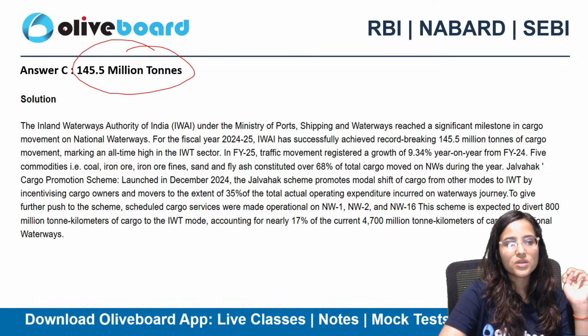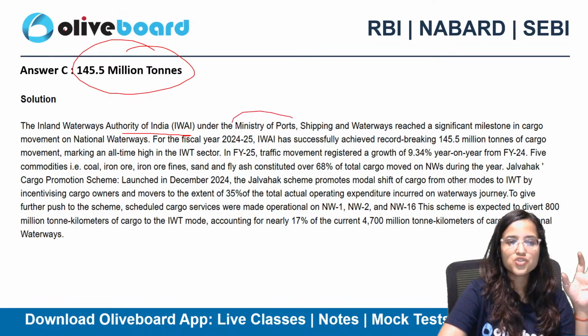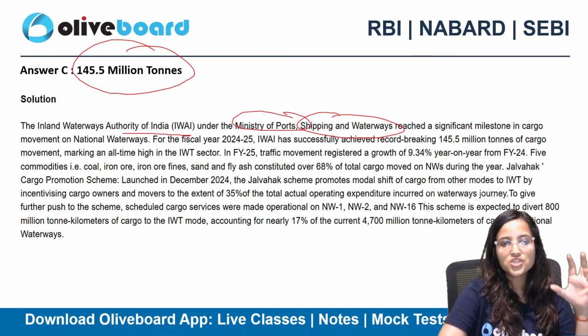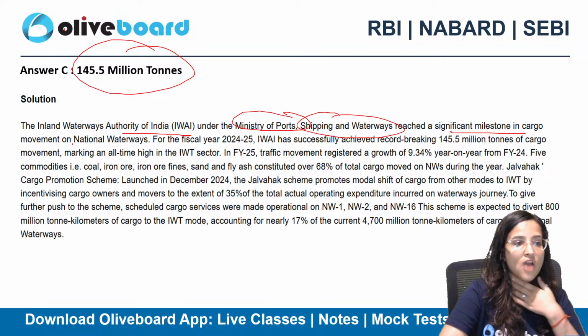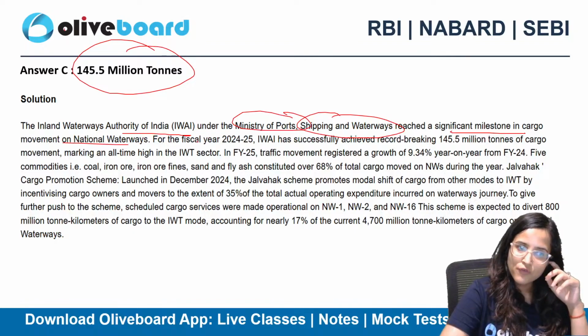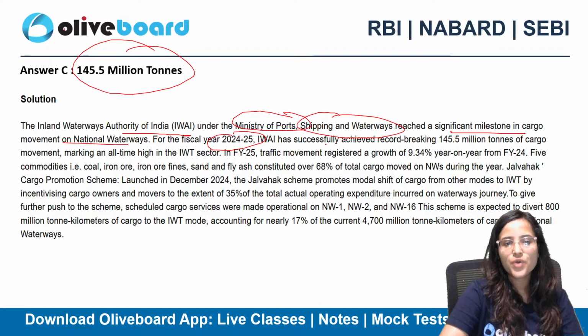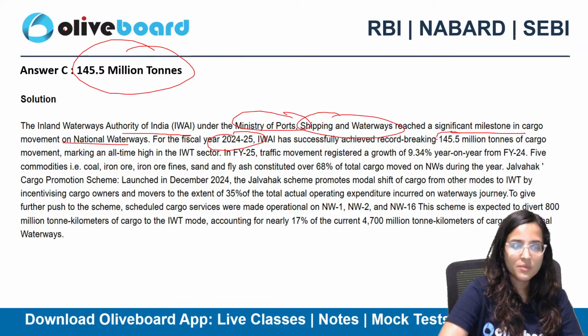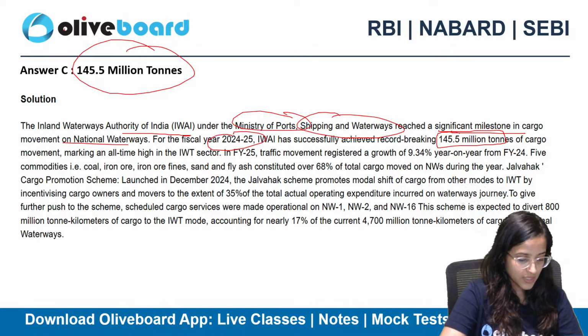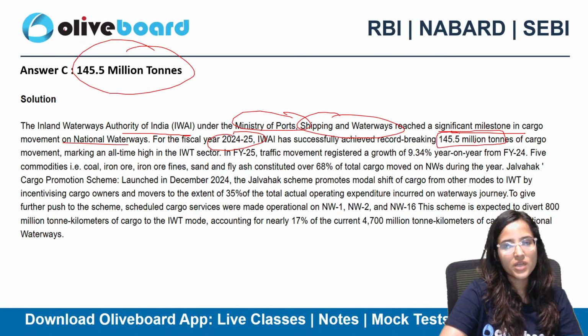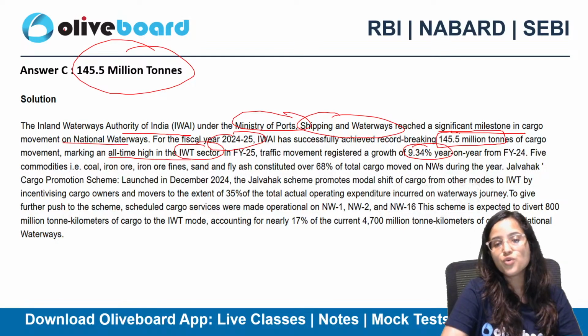The Inland Waterways Authority of India under the Ministry of Ports, Shipping and Waterways reached a significant milestone in cargo movement on national waterways. For fiscal year 24-25, IWAI has successfully achieved a record-breaking 145.5 million tons. Rahul says 17, C was the correct answer, absolutely correct. Of cargo movement, marking an all-time high in the IWT sector. In financial year 25, traffic movement registered a growth of 9.34% year-on-year from financial year 24.